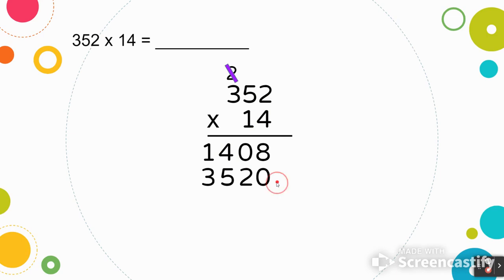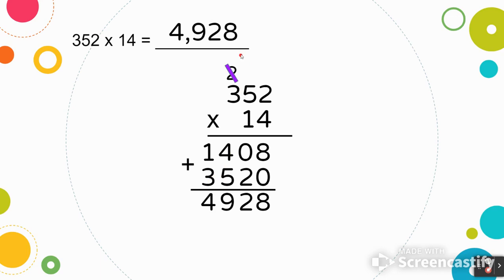Now we're going to add both of these products together to get our final answer. Starting in the ones place, 8 plus 0 is 8. 0 plus 2 is 2. 4 plus 5 is 9. And 1 plus 3 is 4. So our answer, or product, is 4,928.